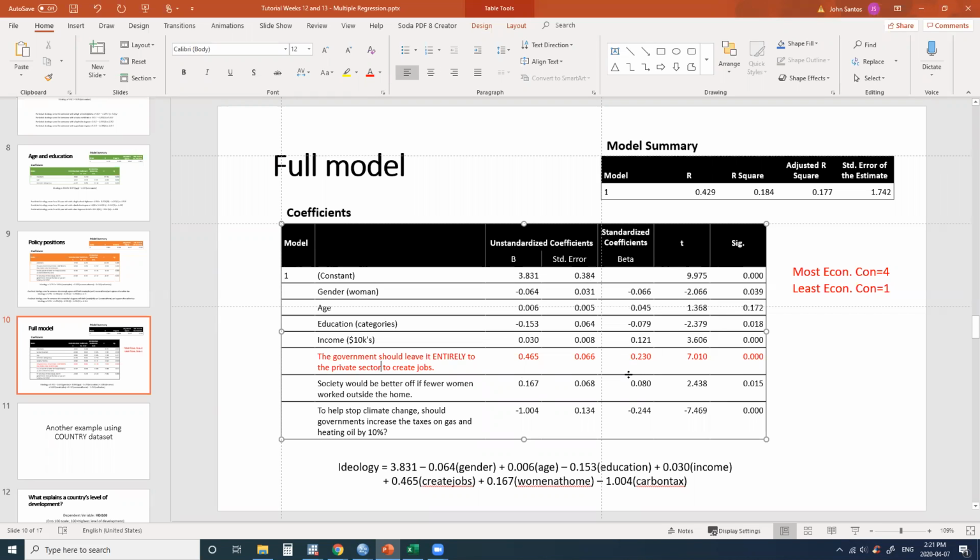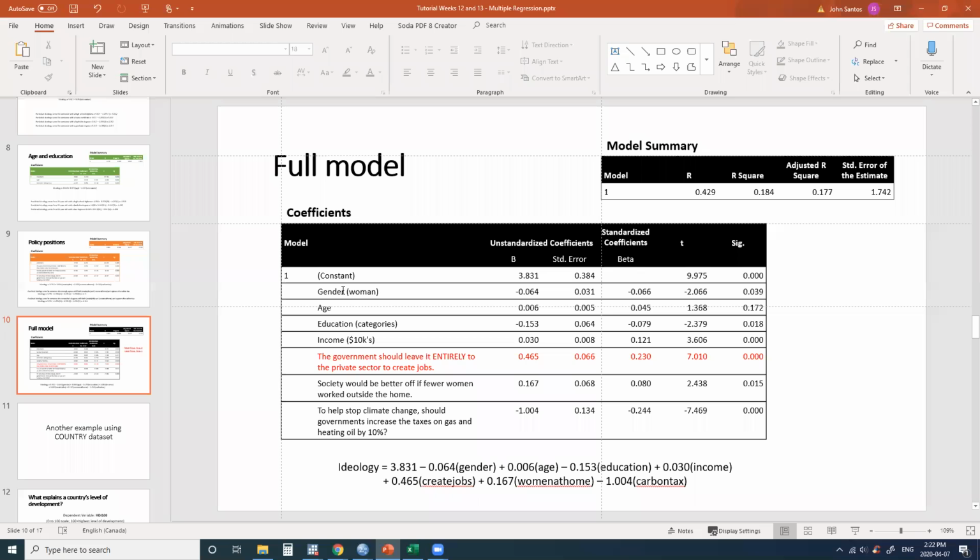And we see that someone's views on the economy is still really strong, but it's not quite the strongest one, right? It's a little bit weaker than the standardized coefficient of support for a carbon tax, right? So if we look here, we can't really compare this unstandardized coefficient of 0.465 with this unstandardized coefficient of negative 1.004, because these two questions are measured in different units. But if we convert them to z-scores, we now have them in the same unit, which allows us to make a relative comparison between the two of them.